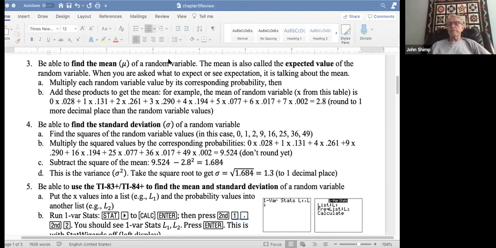So to find the mean of a random variable, I'm using the notation of the Greek letter mu for the mean and the Greek letter sigma for the standard deviation, because we're treating a random variable as a population, okay? So we don't use X bar here. We don't use S here. It's going to be mu and sigma, okay? So the mean is also called the expected value. So anytime you see the word expected or expectation, that means you're going to be finding a mean. You're going to be dealing with the mean.